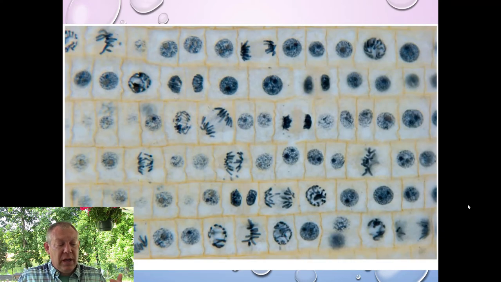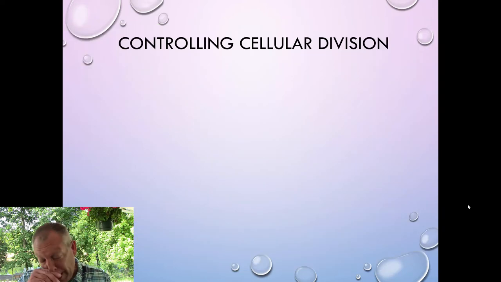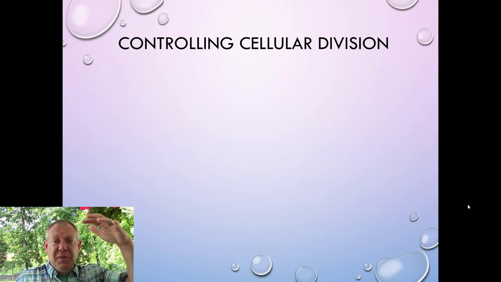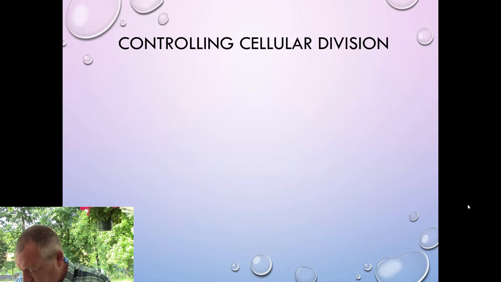If you looked at a slide, you'd have lots of cells, and you can go through and look at each one of these cells and guess what phase it's in, and then you can tally those up, and it can tell you how long they spend in each of the stages. Okay, so again, a very broad 10,000 foot view of the cell cycle and cellular division.